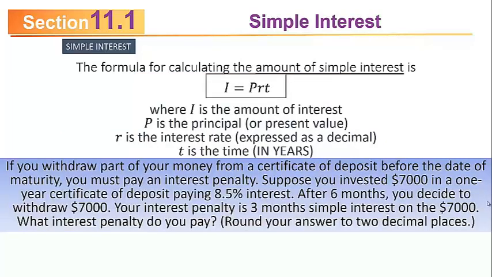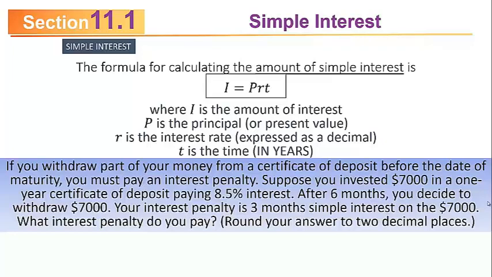Another example. If you withdraw part of your money from a certificate of deposit before the date of maturity, you must pay an interest penalty. Suppose you invested $7,000 in a 1-year certificate of deposit paying 8.5% interest. After 6 months, you decide to withdraw $7,000. Your interest penalty is 3 months simple interest on the $7,000. What interest penalty do you pay? And round your answer to 2 decimal places.